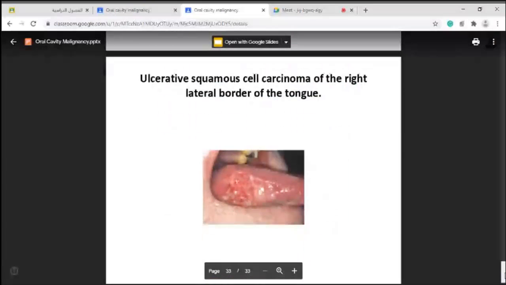And this is if the patient has ulcerative squamous cell carcinoma of the tongue, lateral border of the tongue. On examination, you should examine the patient properly, ask him to protrude his tongue, and palpate. You wear sterile gloves and palpate the tongue, see the lateral border of the tongue, the under surface of the tongue, any sore tongue, any abnormal thickening, abnormal induration, abnormal mass.